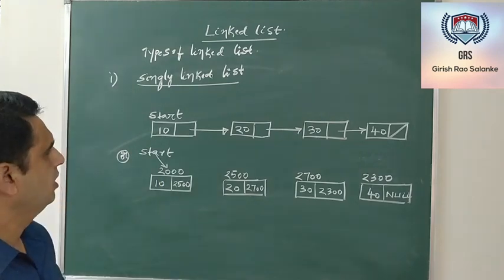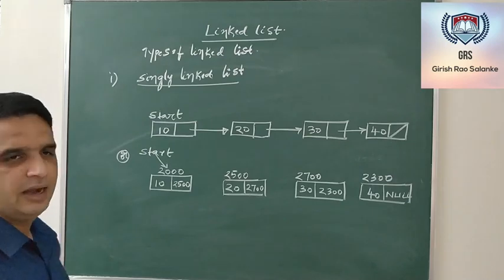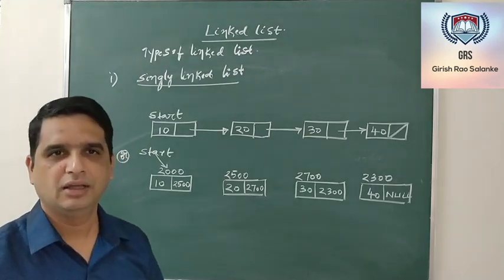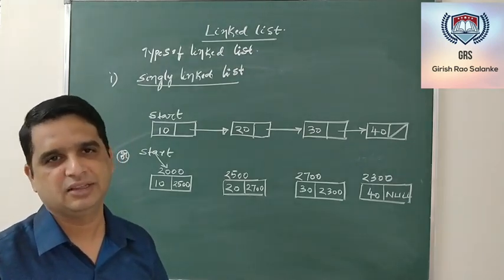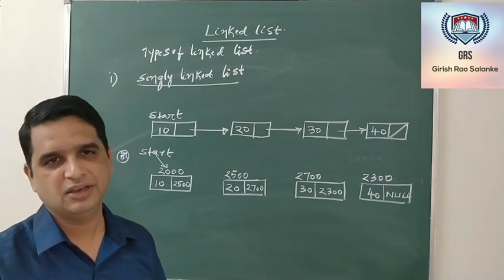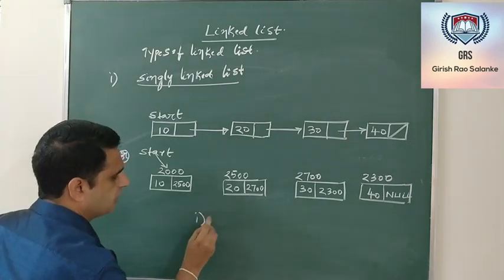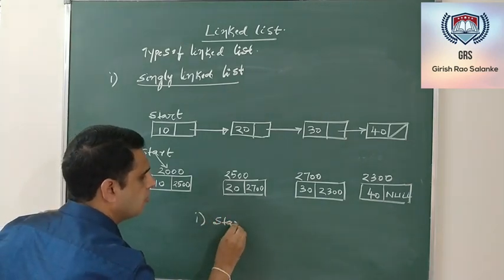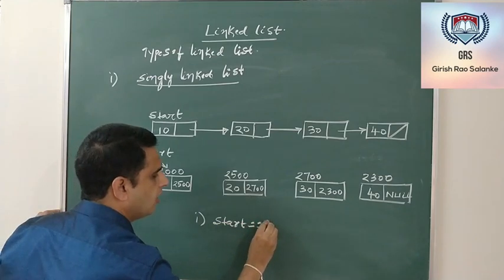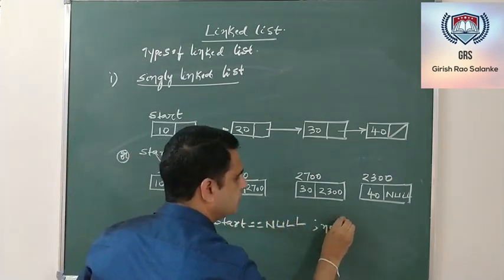Now depending upon what is stored in start, I can say whether the single linked list is there or not. If start is there, then it implies that the list is there. So note that. First case, if start is null, then it implies no linked list.